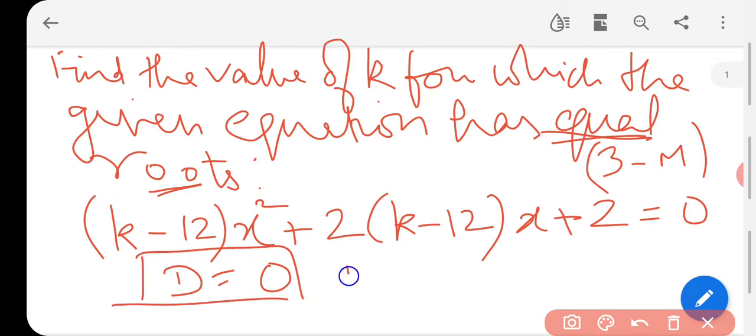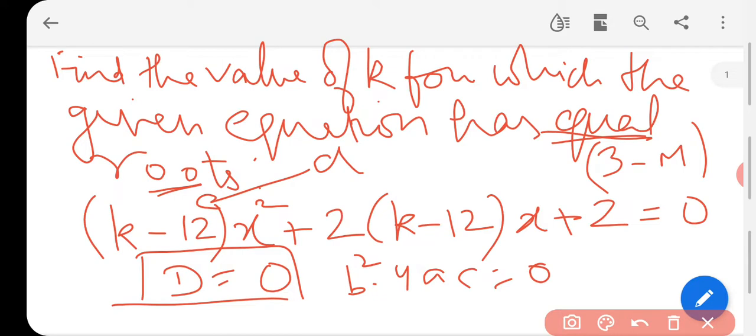And what is the formula for D? I told you, b square minus 4ac is equal to 0. Now beta, a, b, c as we know are the coefficients and the constant of the quadratic equation, where a is the coefficient of x square, b is the coefficient of x, and c is the constant term. So I hope you all have written the question. Now let us start with the solution. Okay, we'll erase this, and I will write the equation again.